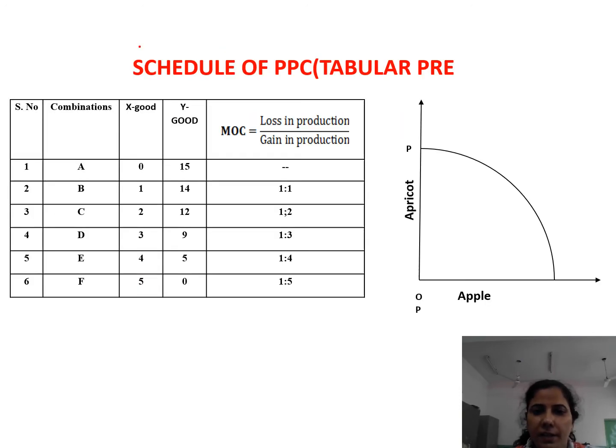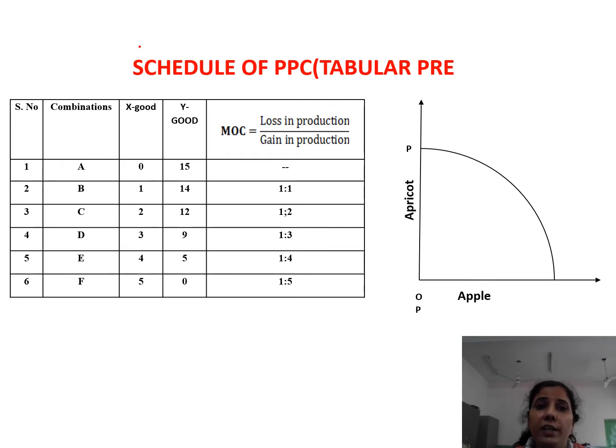Then PPC can be understood with the help of the following schedule. The first one is combination. Then production of two goods, one is X good, another is Y good. The third one is MOC. MOC is the ratio of loss of Y good for gain of X good.